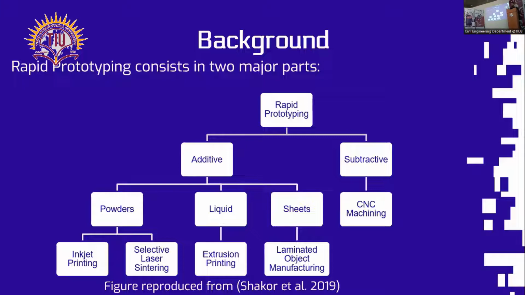As for additive manufacturing, there are many types, but so far they have not been used in the construction industry, or we can say there is a lack for civil engineering purposes. The most common ones are powder, liquid and sheet. The liquid type, like extrusion printing, is the most popular one, and powder, as inkjet printing, can be the most useful one. I can show you later on how it can be used for our purposes.